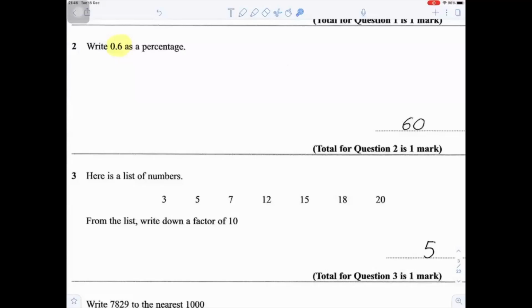Question number 2. Write 0.6 as a percentage. To change a number from a decimal to a percentage, you multiply by 100. So 0.6 times 100. You move the decimal point 2 places ahead, 1, 2, and put a 0 under the arch, and you get 60.